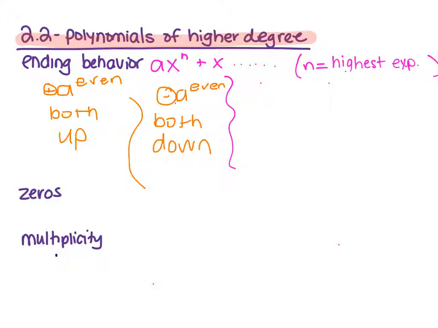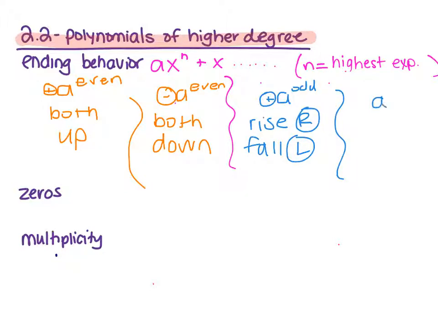And then the other situation is if it's an odd exponent and it's positive, it's going to rise right and fall left. And then if it's odd and negative, now it rises left and falls right.